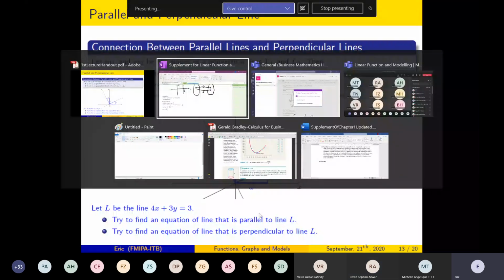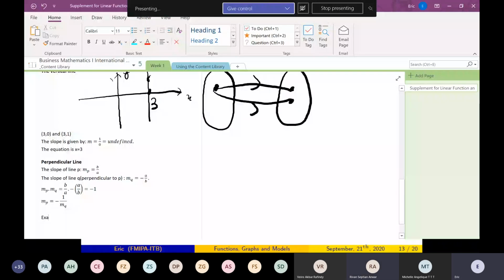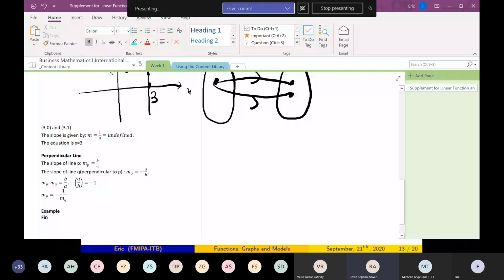Okay, let's see. Example: find an equation of a line that passes through 1, 0 and is parallel to 4x plus 3y equals 3. Okay, answer.